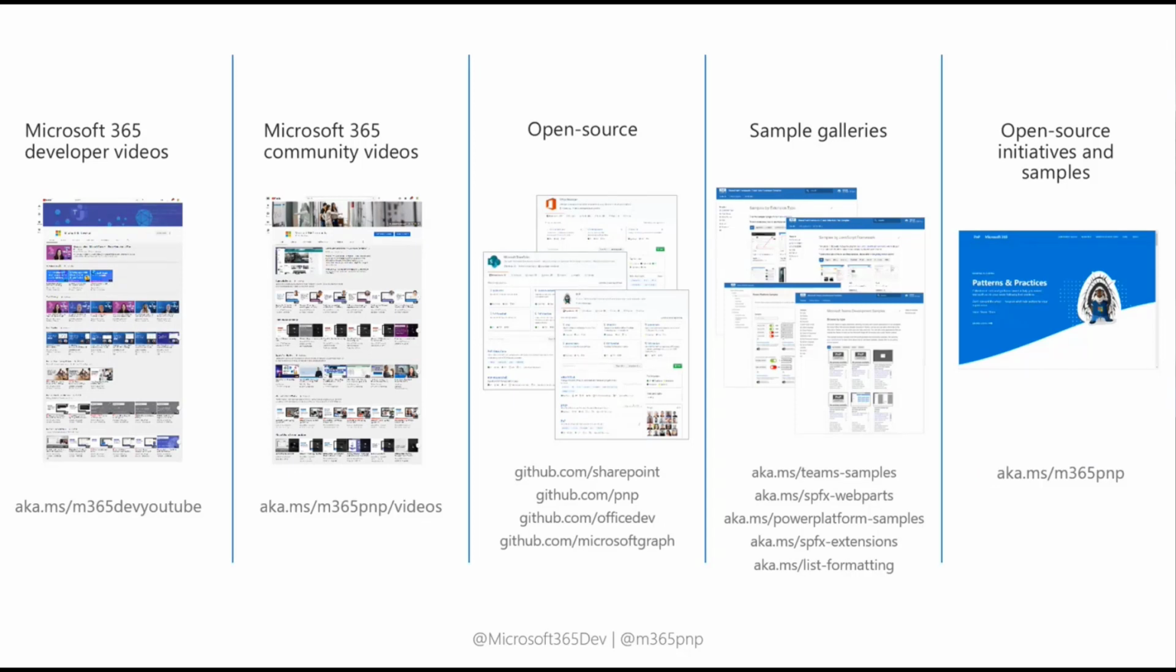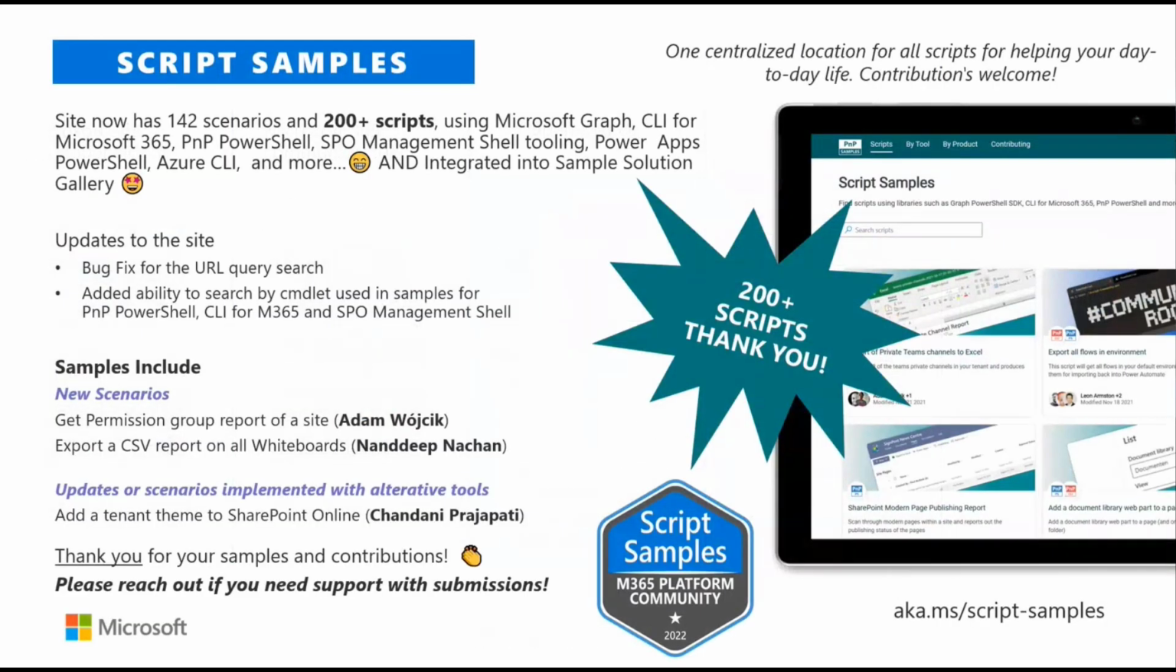So let's start talking about one of the newest resources, and that is script samples. And for that, we'll hand it over to Paul. Thanks, David. So script samples is a place where you can share your PowerShell or Bash scripts for performing tasks with Microsoft 365 services. So we've hit a new milestone this week. We've now got over 200 scripts in the sample gallery, which is super, super awesome. So thank you to all the contributors that have made this possible. The types of samples that we have are scripts for the Microsoft Graph, CLI for 365, PnP PowerShell, SPO Management Shell, Power Apps, and so on.